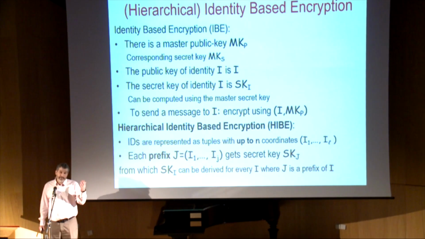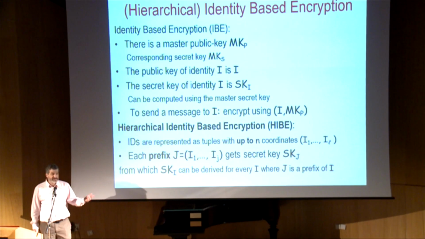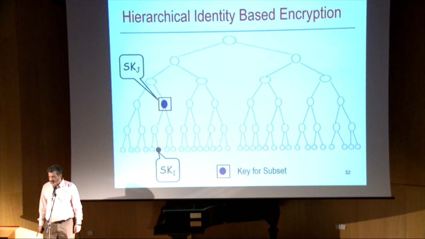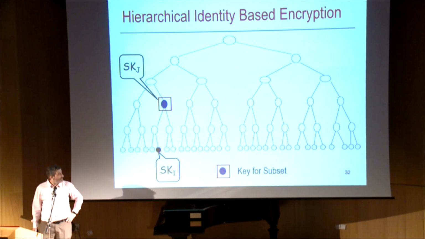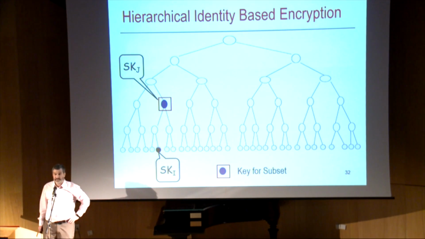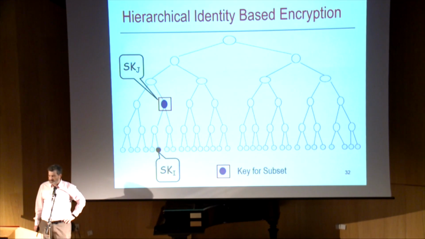When I first heard of this, I thought it was nice and cool, but I didn't think of it as perhaps the most useful creature. But as it turns out, it's quite useful. So here is a pictorial view. If you know SK of J, you can generate the secret key of I. This node J implicitly gets all the keys of all its descendants. You can also generate the middle keys, but we're only going to use the fact that it can generate keys for the leaves that are its descendants.